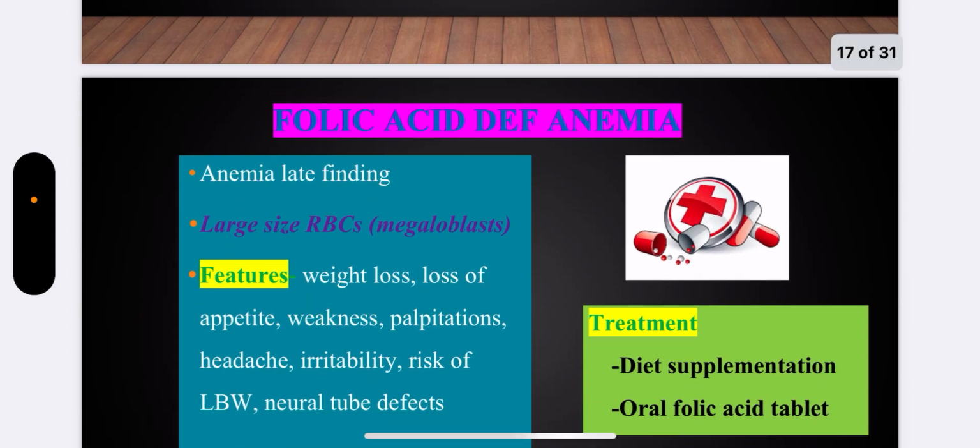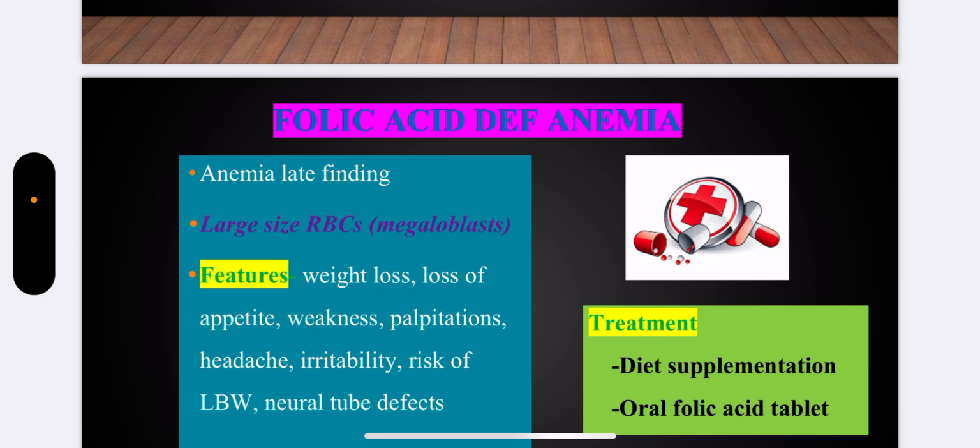Next type of anemia is folic acid deficiency anemia. In this type, anemia is a late finding. There is presence of megaloblasts, large sized RBCs, and the person can present with loss of weight, loss of appetite, weakness, palpitation, headache, irritability, risk of low birth weight babies, and neural tube defects. It can be treated by dietary supplementation. Orally, folic acid tablets can be given to the patients.